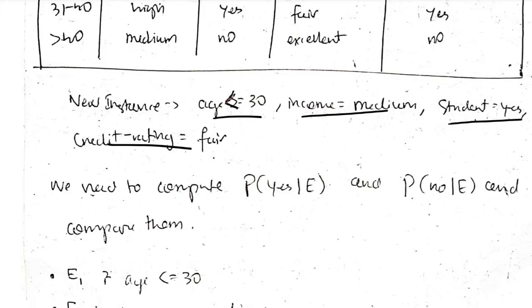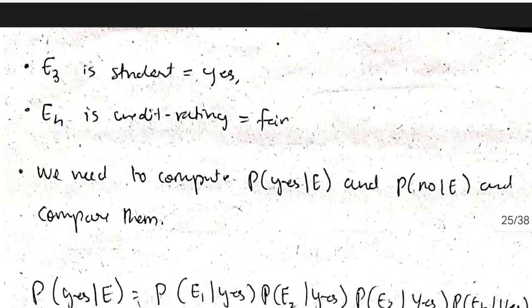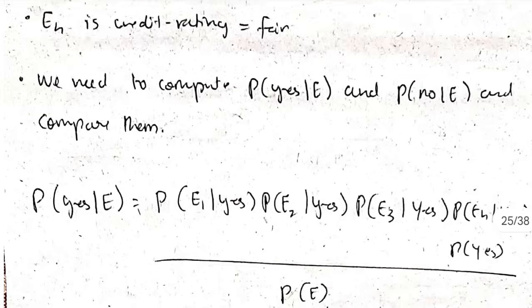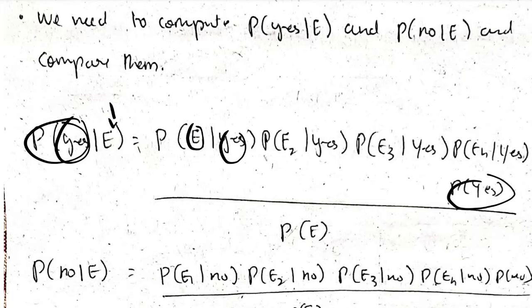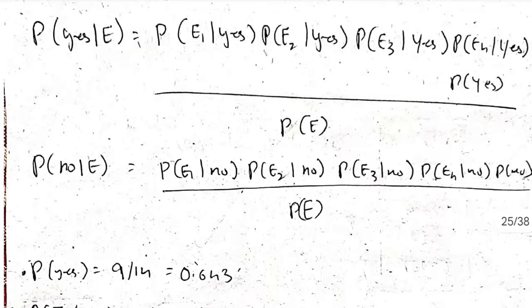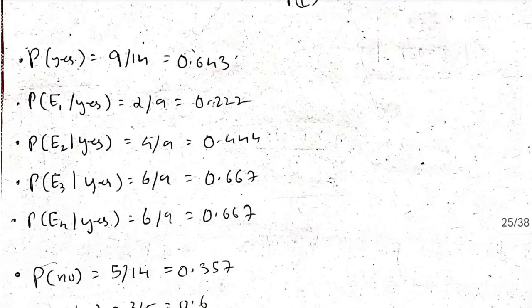So we'll be considering 2 cases, one for no and one for yes. So let's consider it as E1, E2, E3 and E4. Okay, for shortcut, E is the new instance, so E1 given yes. First multiply P of yes. P of yes will be multiplied with E1 given yes, E2 given yes, E3 given yes, E4 given yes. Calculate an answer and keep it. Similarly E1 given no, E2 given no, E3 given no, E4 given no, and P of no. Just calculate it and keep it.